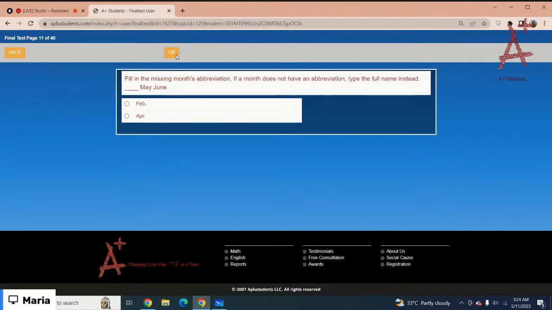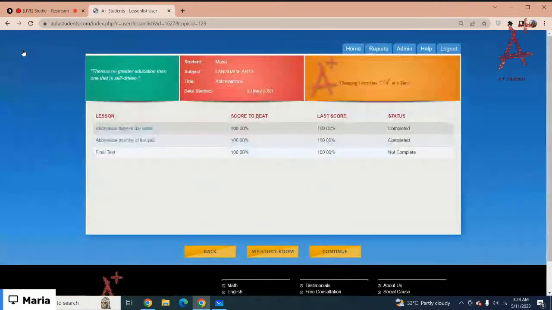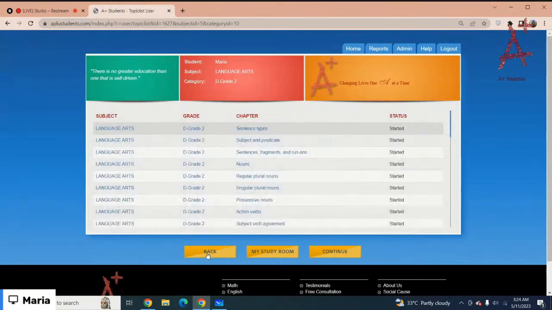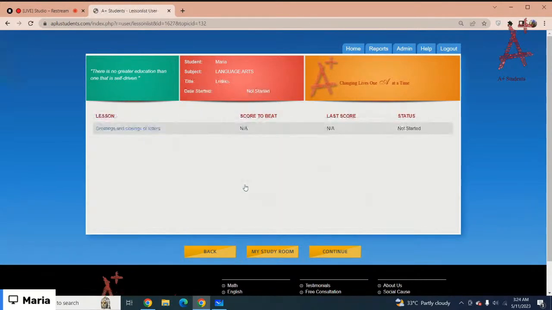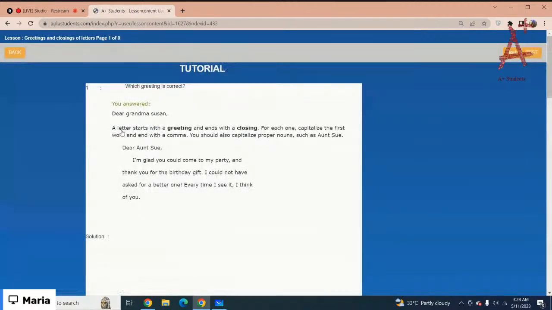You can complete the test by yourself later today. Let me just move on to the next lesson. We're going to start a new chapter, that would be letters. So whenever you write a letter to someone, you have the greeting and the closing of the letter. So we're going to learn how we write greetings and closings. A letter starts with a greeting and ends with a closing.